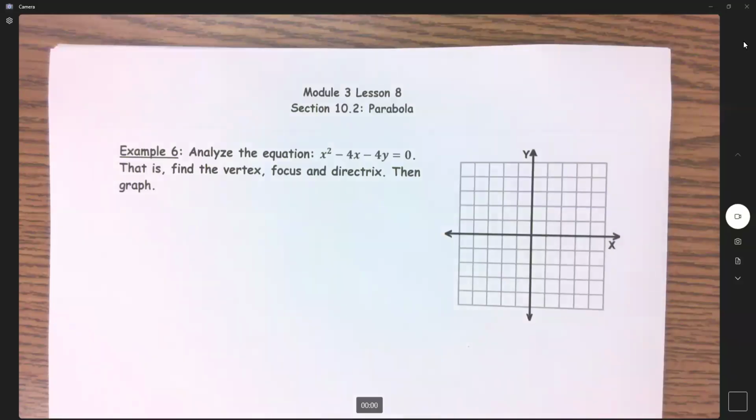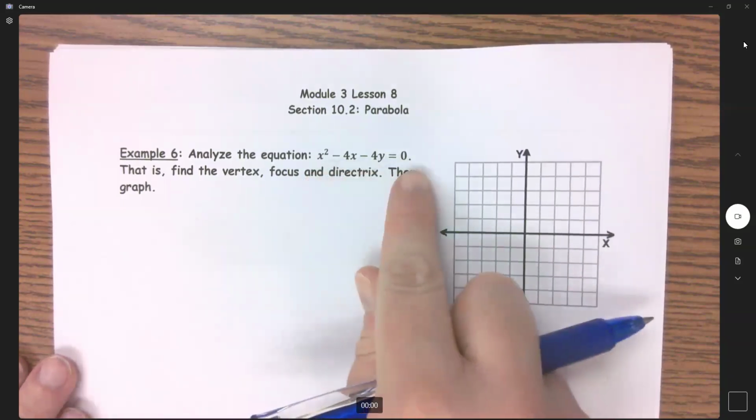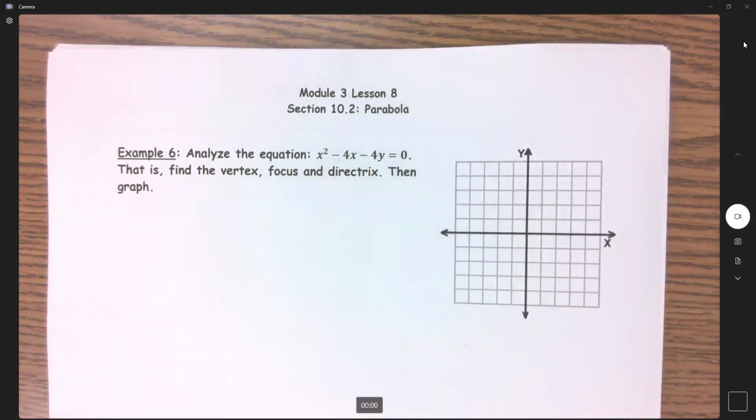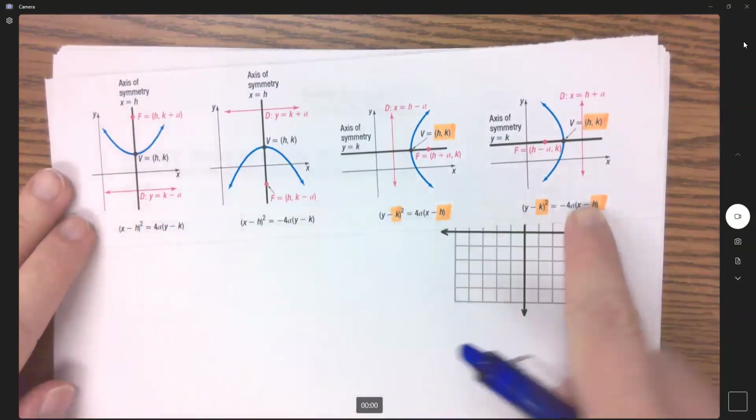Example 6 says analyze the equation, that is, find the vertex, focus, and directrix, and graph. Okay, what's the problem with this? Same way we've ended the last 3 conic sections. This is in general form, and I need to put it into one of these forms. So how do we do that?